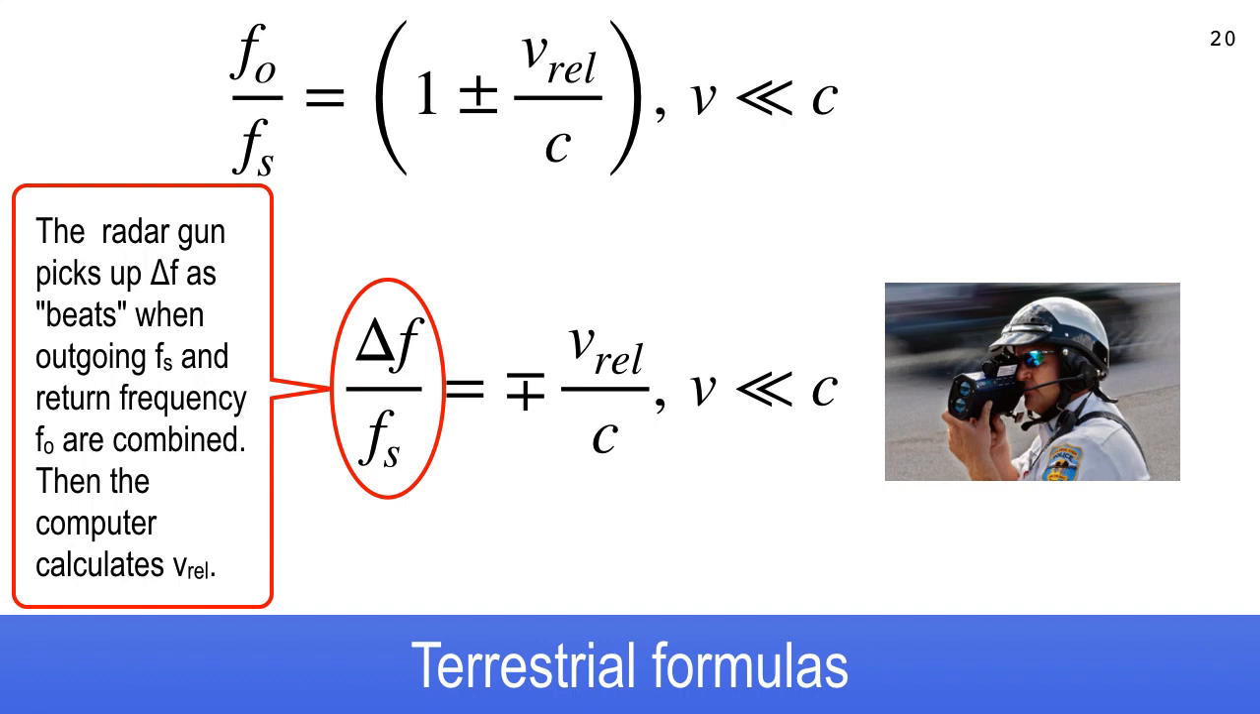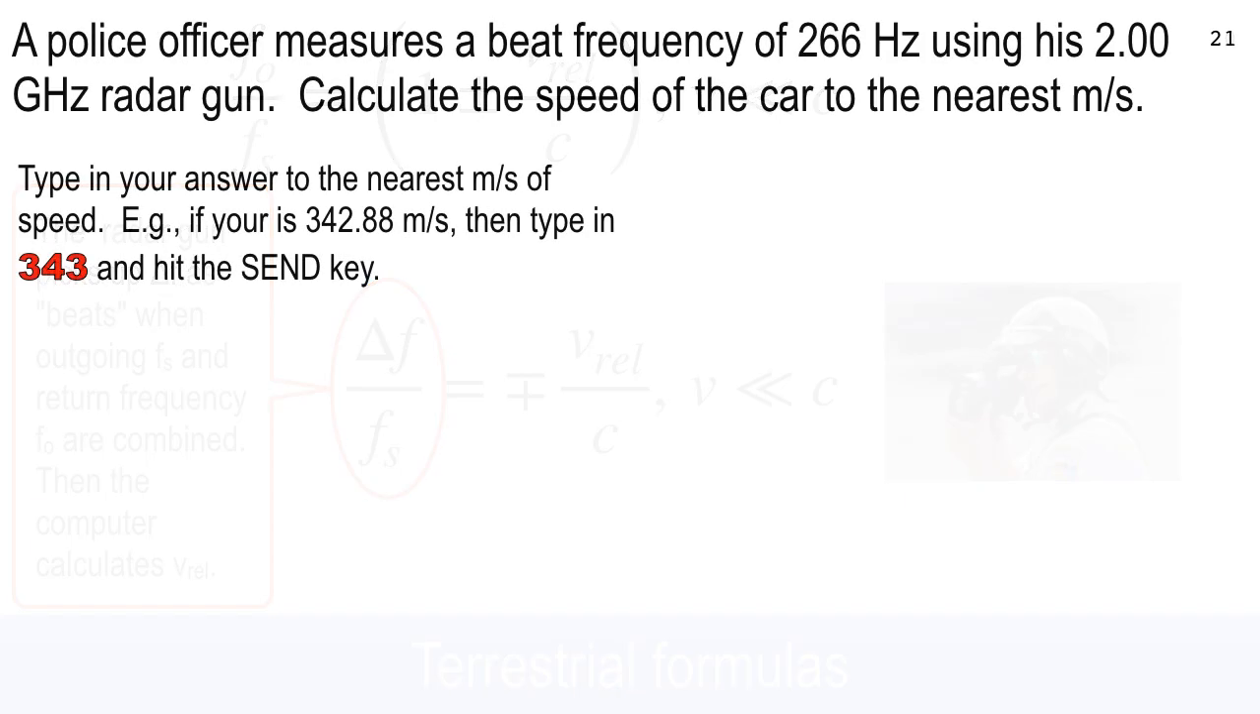All right. Now we're going to dismiss, but I'm going to show you the first problem that we'll have on Wednesday, and it's this one right here. A police officer measures a beat frequency of 266 hertz using a 2 gig radar gun. Calculate the speed of the car to the nearest meters per second. And we'll do that on Wednesday. Go ahead and you're dismissed.